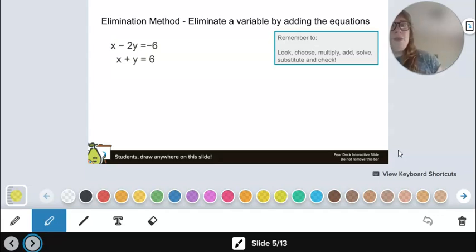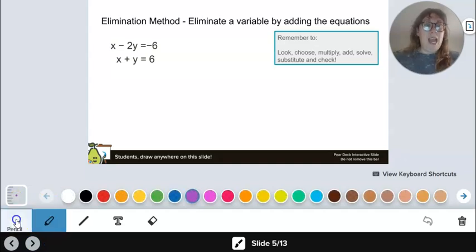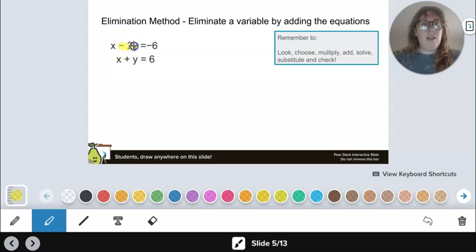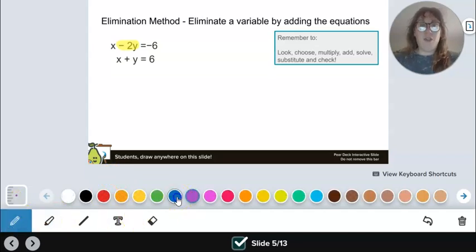Okay, elimination method here, eliminate a variable by adding the equations. So we have an x and an x, and a -2y and a y. So right now, they're not going to cancel out right away. So we can choose, do we want to eliminate the x or the y? So I'm going to choose y. I see there's this -2y. So I need this second y to be a +2.